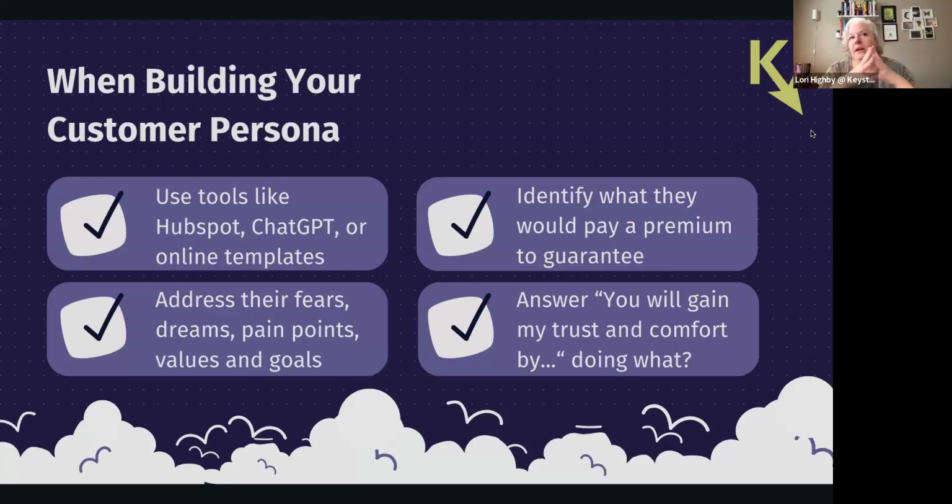And then finally, the big thing would be when you're translating this persona into messaging, answering from the perspective of the persona: you will gain my trust and comfort by doing what? What do you have to do to get them to yes and to make this a seamless transition?